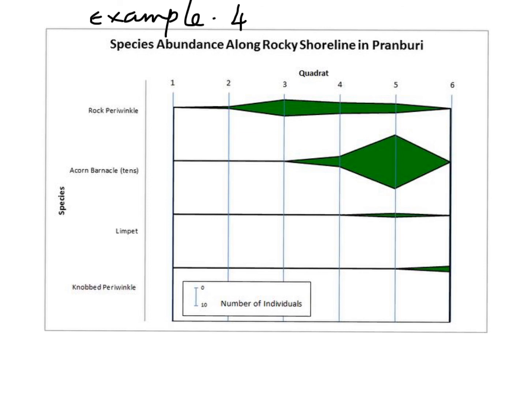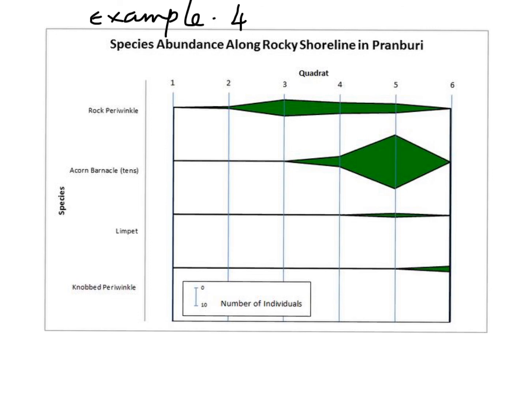So you have rock periwinkle really close to the water. As you move further away, you have an increasing population of acorn barnacles around 5 meters from the shoreline. You then have competition between these three species. As you can see, the limpet population is increasing here. In fact, that's the maximum in that place. So the competition is between these three species at 5 meters. That's worth mentioning if you're asked to describe it.